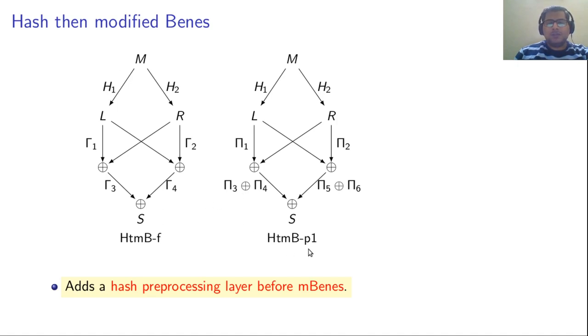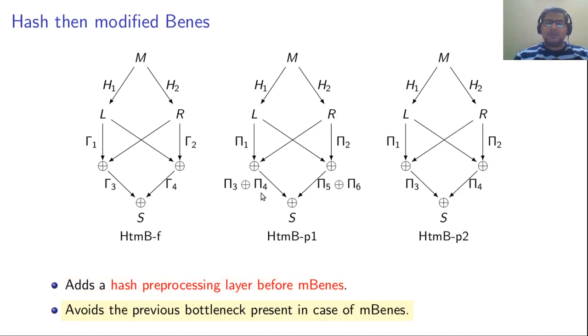Similarly, we can have a permutation based construction where we replace the upper layer functions directly with permutations. So pi 1 and pi 2 replace gamma 1 and gamma 2, and in the lower layer we use sum of permutations to replace these random functions gamma 3 and gamma 4. Another refinement gives us HTMBP2, which simply replaces pi 3 plus pi 4 by pi 3 and pi 5 plus pi 6 by pi 4. So this is kind of a mirror image of HTMBF, where gamma 1, gamma 2, gamma 3, gamma 4 are replaced with pi 1, pi 2, pi 3, and pi 4. And as we'll show, these constructions avoid the previous bottleneck that was present in the case of mBenes, and they actually achieve security close to n with some restrictions on the query.